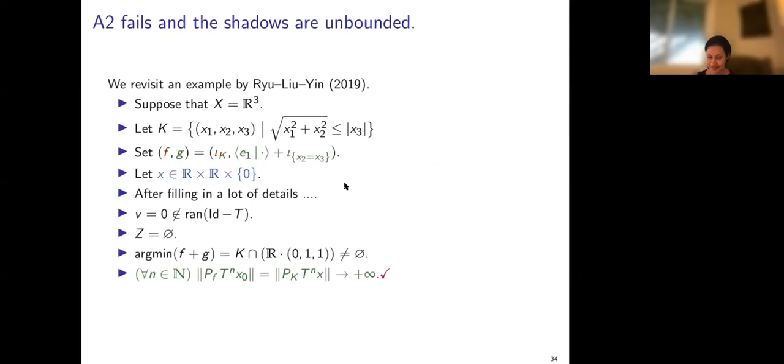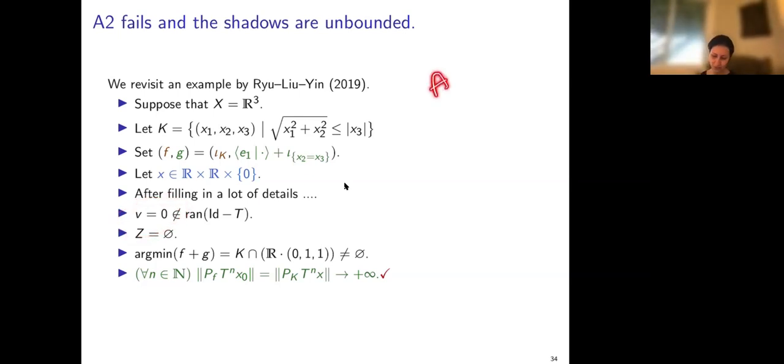Now, here is the negative example. This time we need to work in R3, and we actually visited an example by Ryu, Liu, and Yin in their 2019 paper. So in R3, we take the ice cream cone, and our function would be minimizing a linear function plus the indicator of a subspace subject to the cone constraint. Because this is such a demanding example, we need to be able to calculate something in closed form and detect the behavior, so we will choose a special starting point. We will start in the XY plane and then fill in a lot of details, but we can show that V is 0, but not attained.